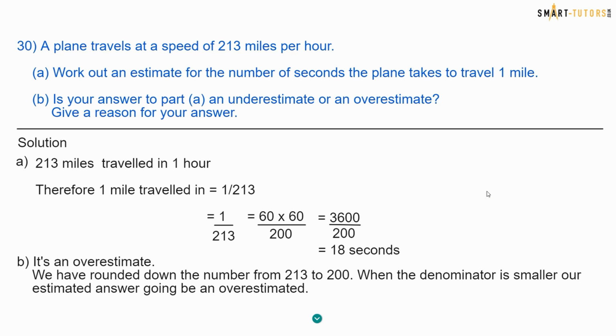Part B: is your answer an underestimate or an overestimate? It's an overestimate because we have rounded down the number from 213 to 200. When you round down the denominator, your estimated answer is more. So the actual answer is definitely less than 18. So our answer is an overestimate and the actual answer is less than 18. That is the answer for question number 30.